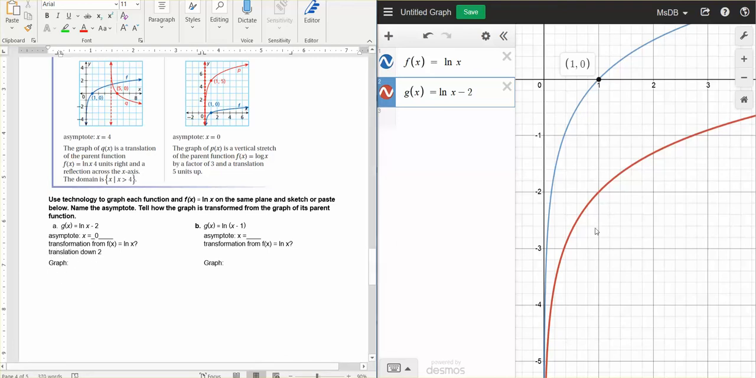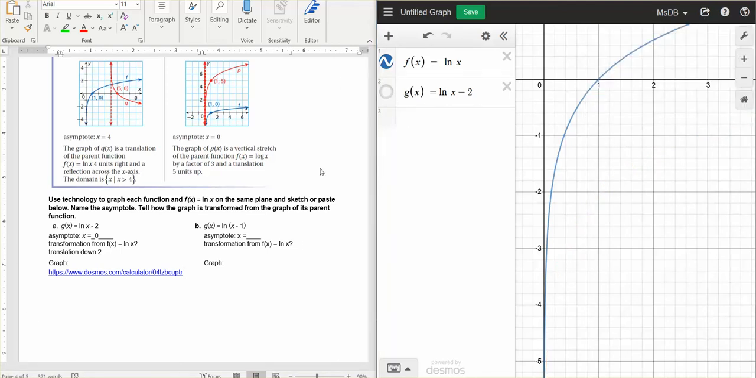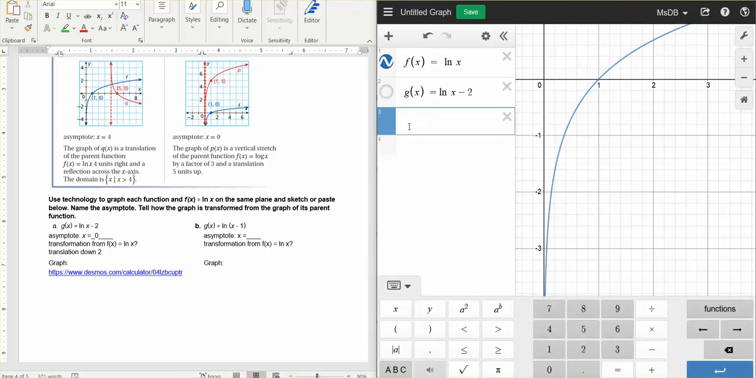And now I need the graph. You can either take a screenshot of the graph, or you can get a link to the graph by using the Share Graph button. Paste it in, and don't forget to hit the space bar one time afterwards so that I can click on that. And then you're going to do B, which will be very much the same thing, except the translation will be in a different direction, and the asymptote might move.